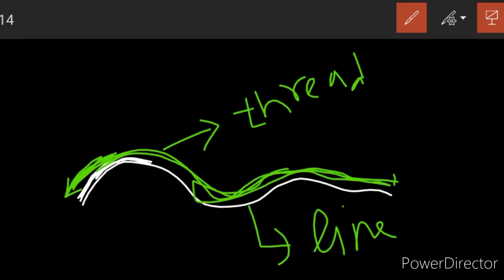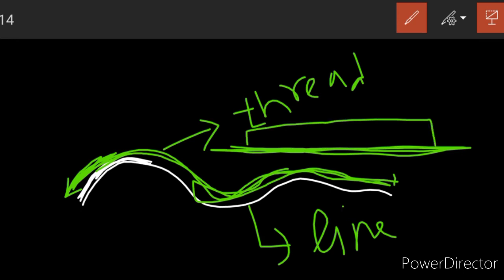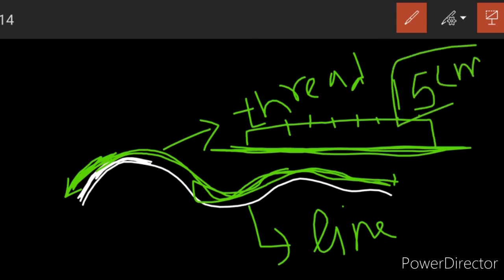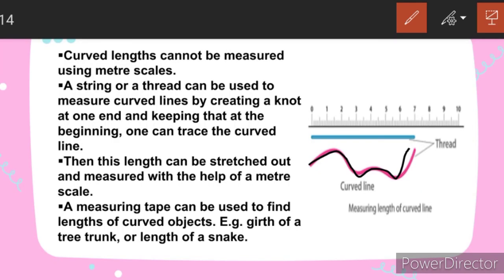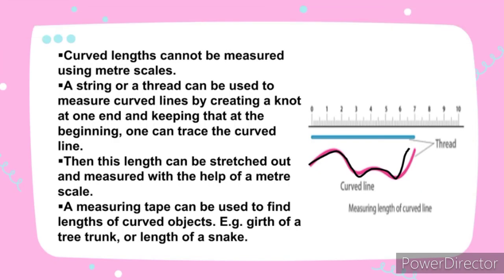And then after that I'm going to straighten that thread, and keep it straight. Then I'm going to place that straight thread beside a scale, and then I'm going to measure. Then I will get it as 15 centimeter. Of course, if I get 15 centimeter, for example, then that is the correct thing that I had to find. So this will be the measurement.